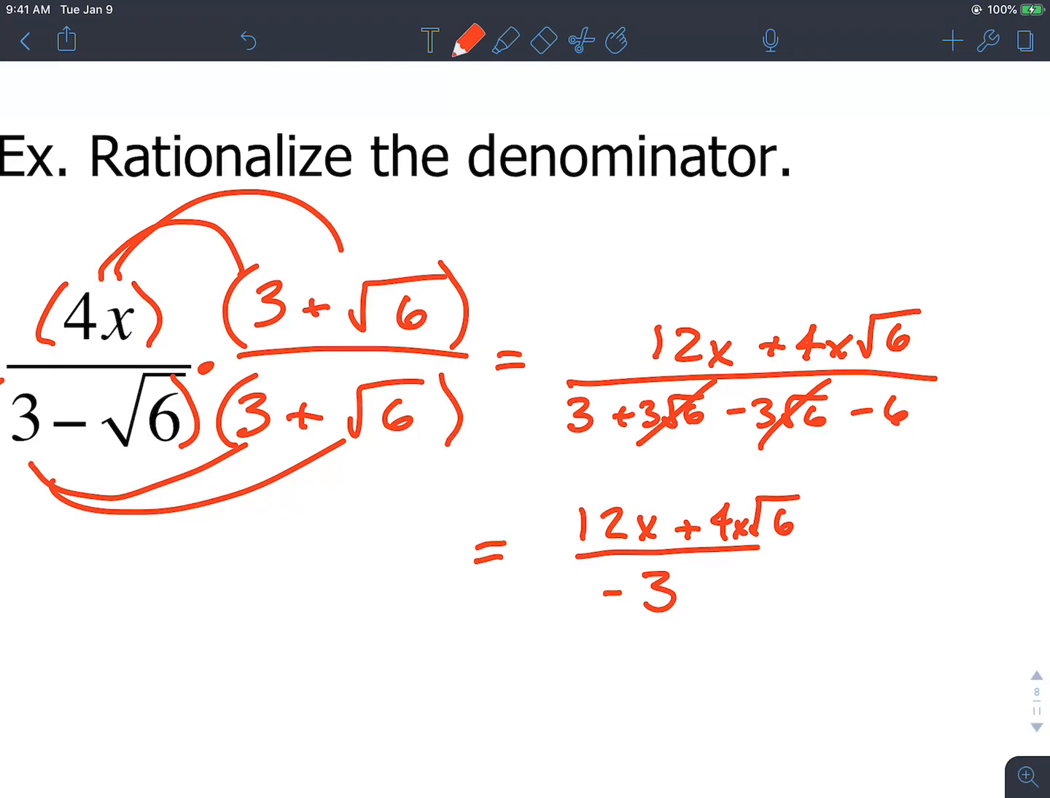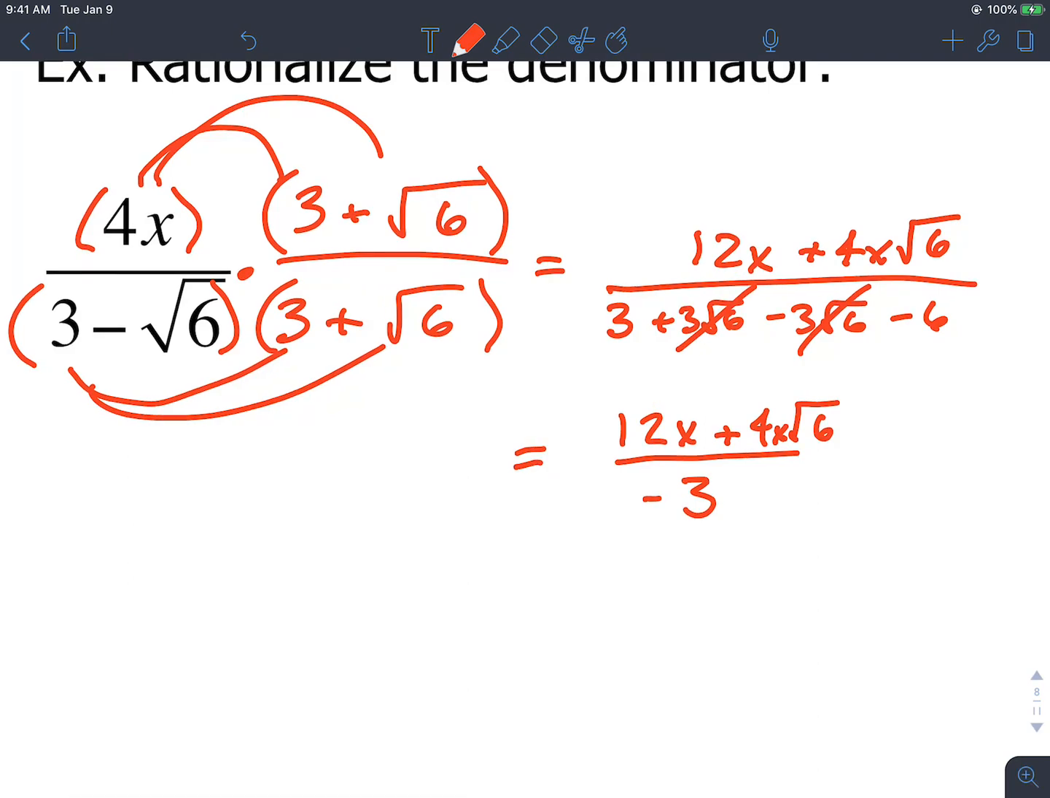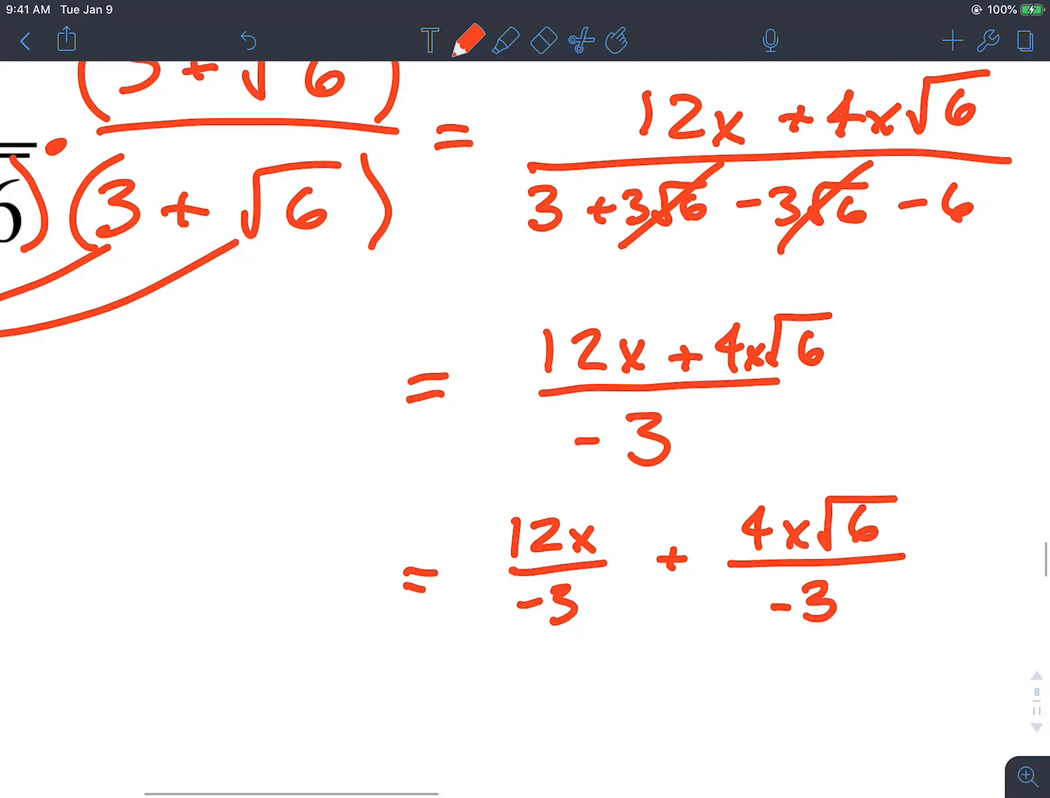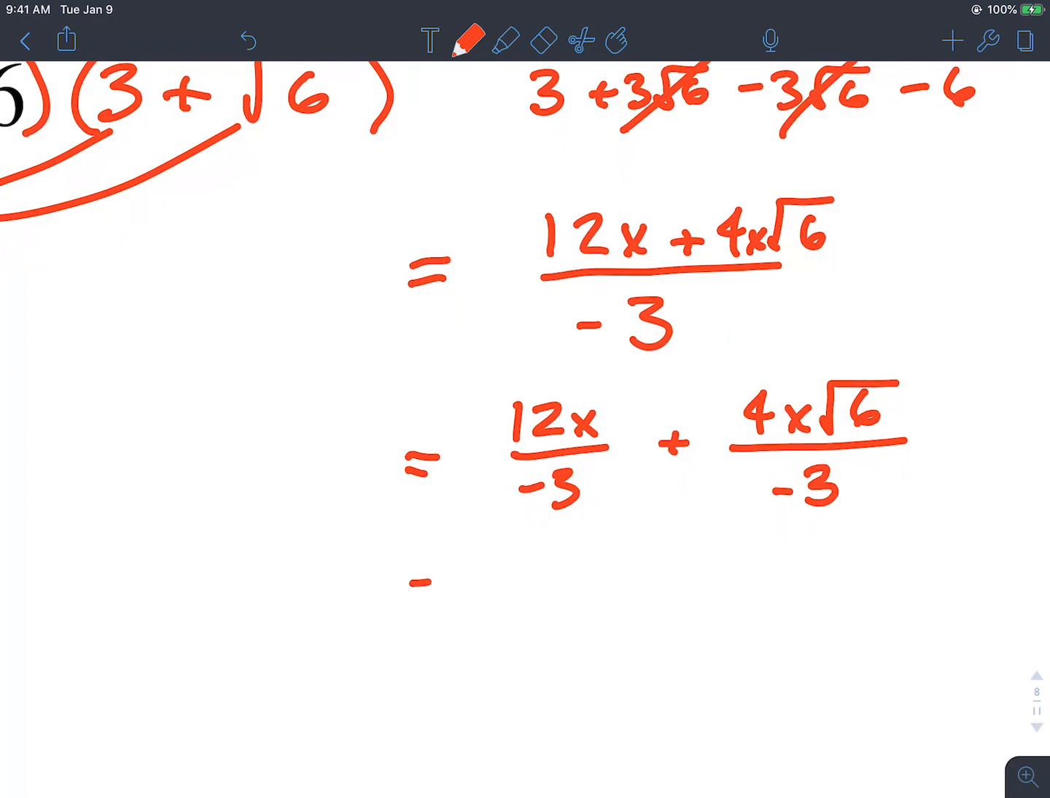Okay. Now, sometimes you might be able to reduce some of the numbers. You can split apart the fractions here. I think we did that a lot with the imaginary problems that were similar to this. So we'd write, for example, 12x over negative 3, and then plus the fraction 4x root 6 over negative 3. So you can split apart the fractions. Sometimes they reduce nicely, like this first one reduces to negative 4x, but this other fraction does not.